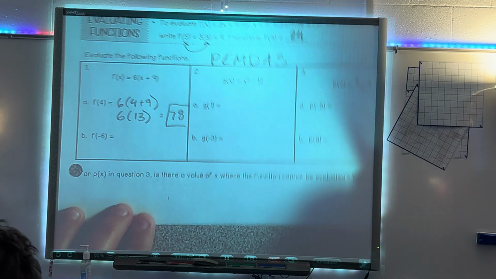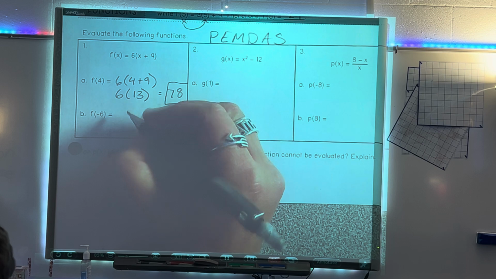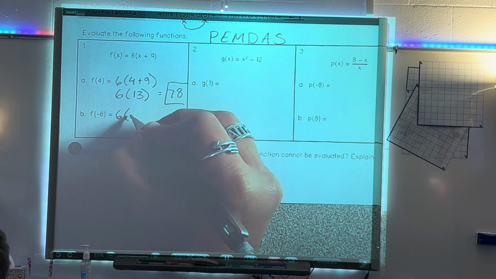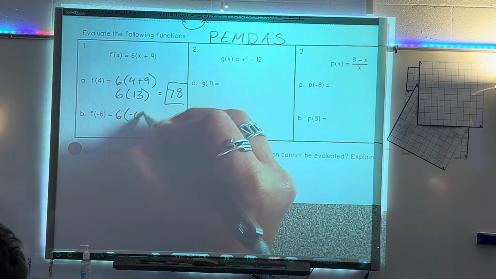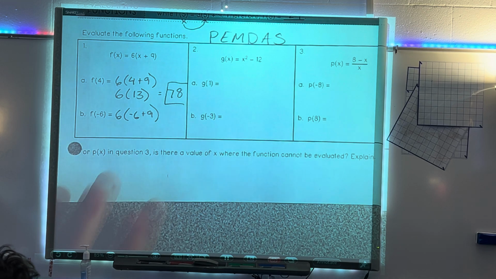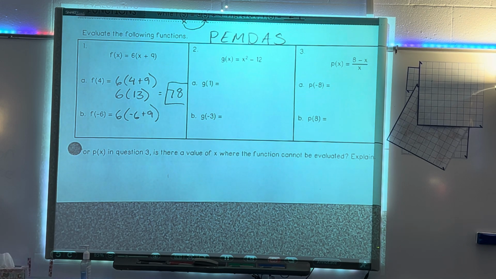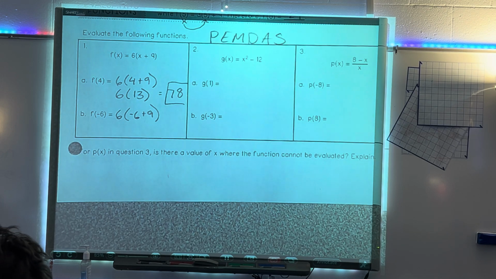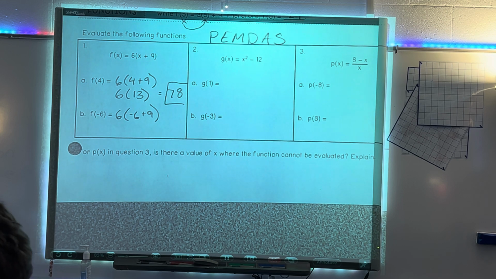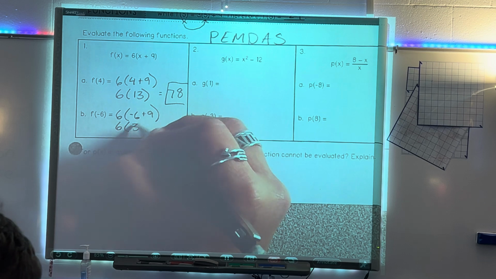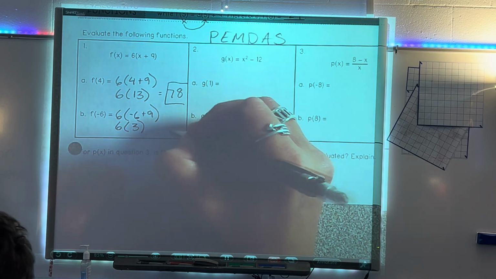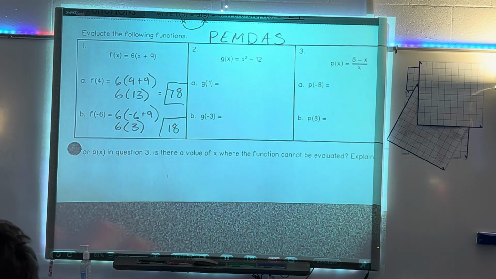All right, here, I have f of negative 6. So 6 out here, negative 6 inside here, plus 9. So negative 6 plus 9 is 3. All right, then I've got 6 times 3, which is 18.